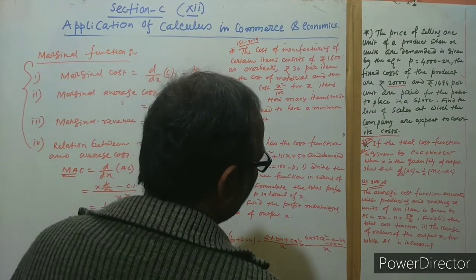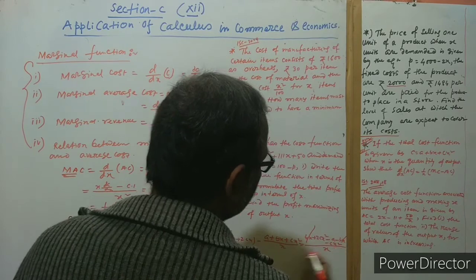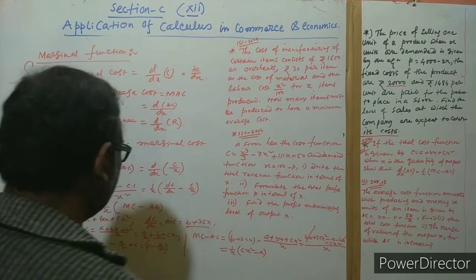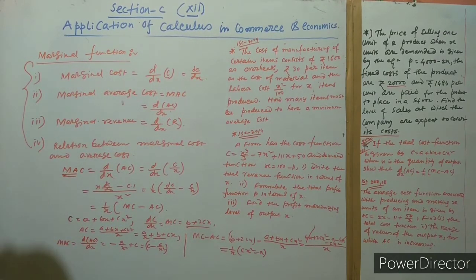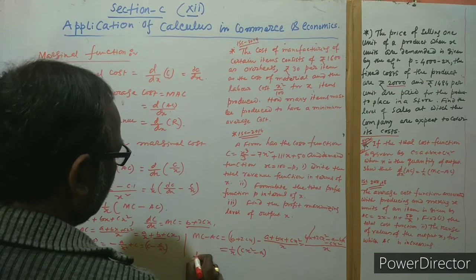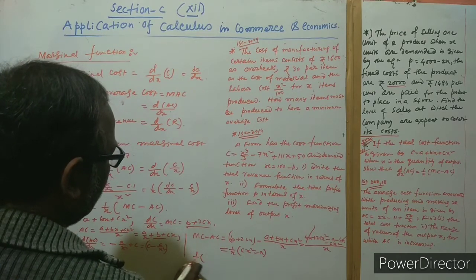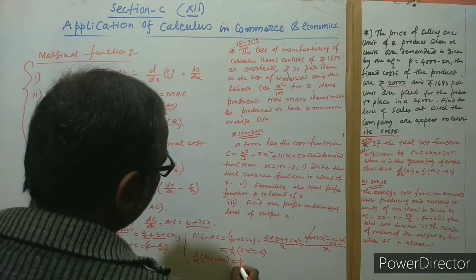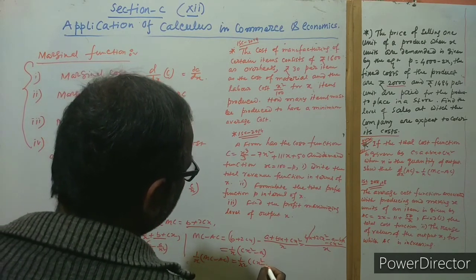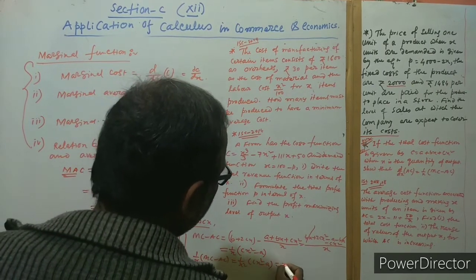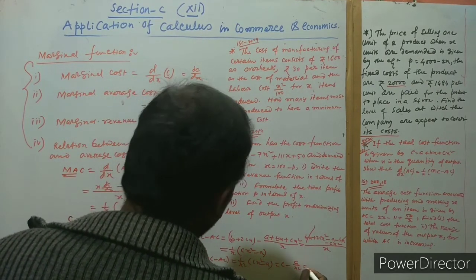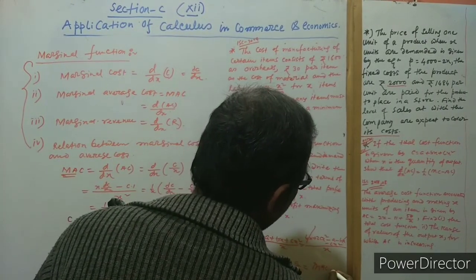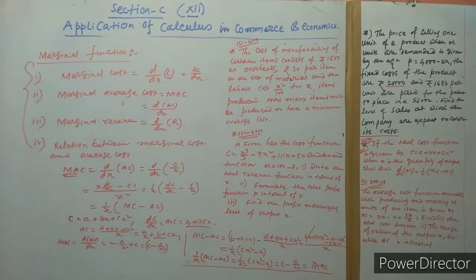Okay, this is bx and bx cancel, so cx square minus a, so cx square minus a over x. So now one by x into MC minus AC, that is one by x square into cx square minus a, and divided by this, c minus a by x square, and c minus a by x square equal to MAC. MAC. So this is proved.